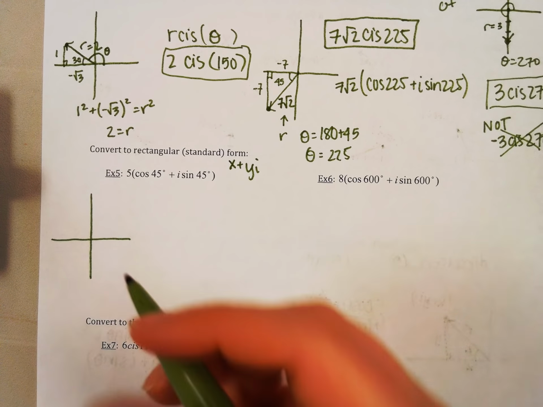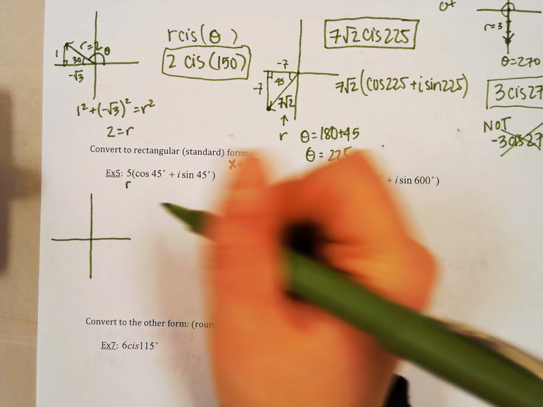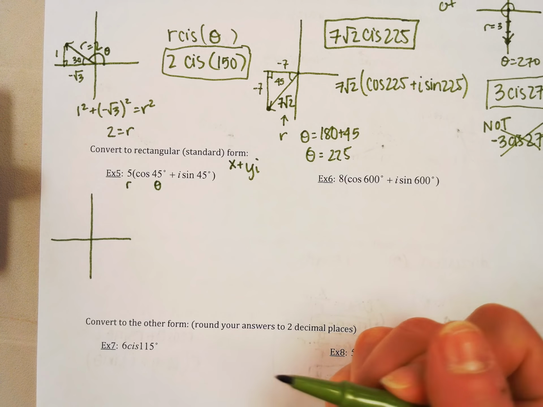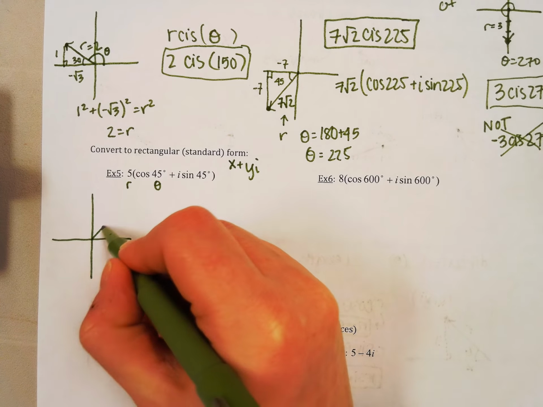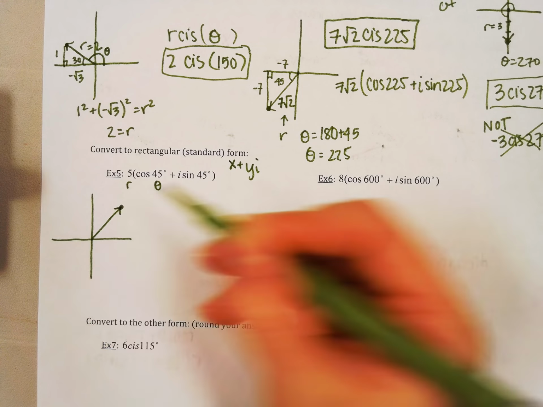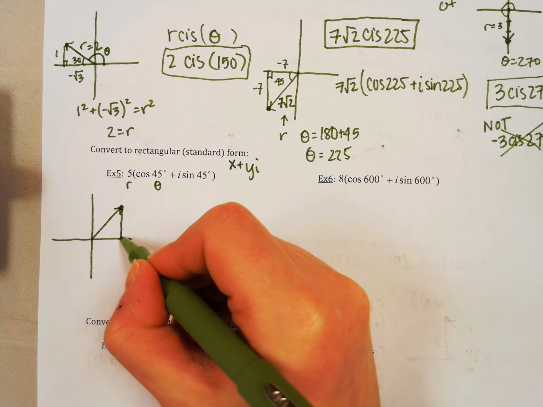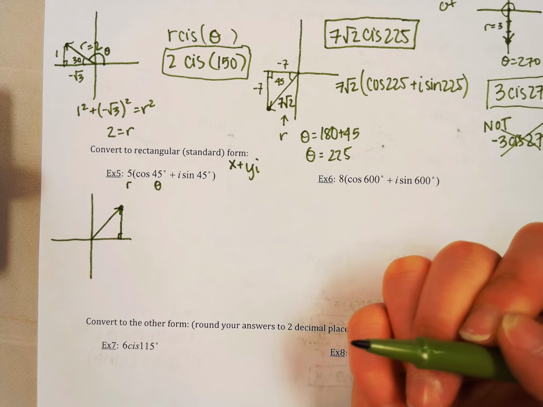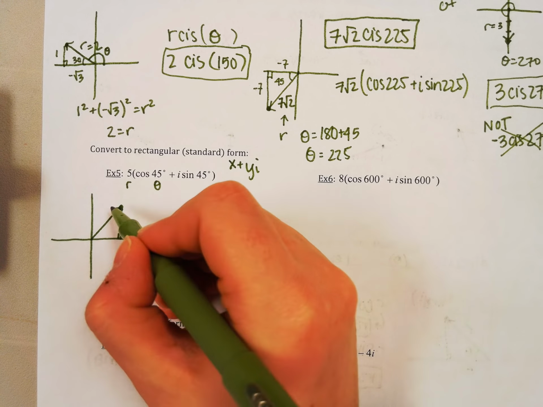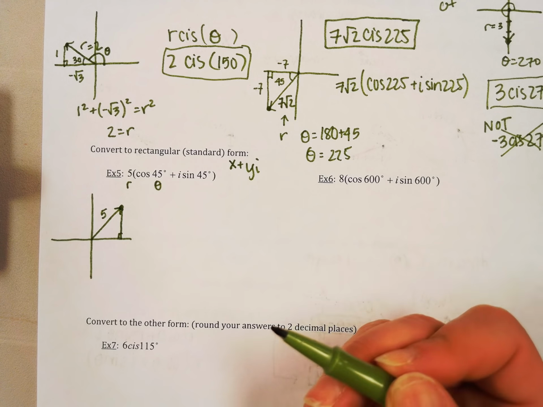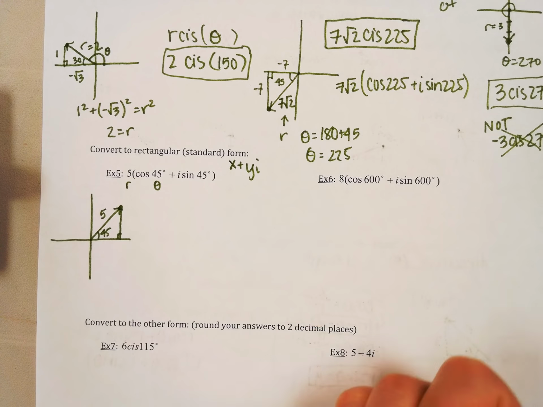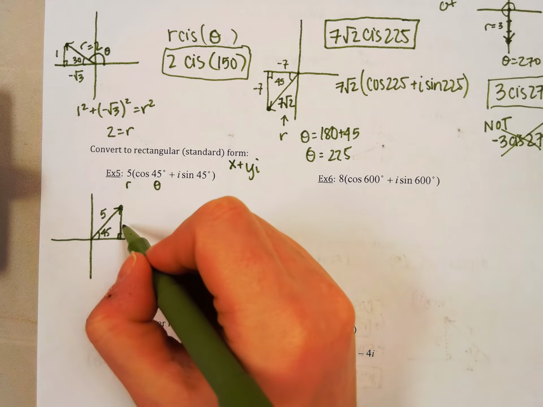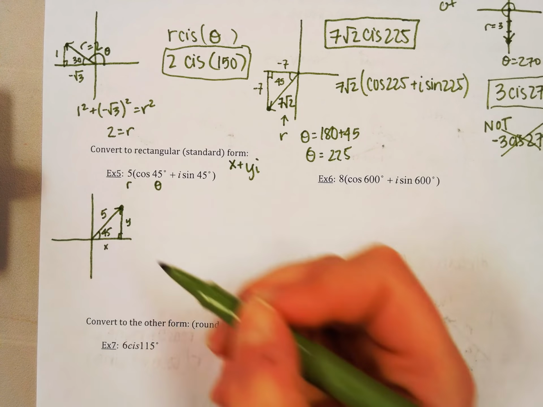So our R value here is 5, and our theta value here is 45 degrees. So that allows us to compile what our picture looks like. So we have some vector, some point. We have some x component, we have some y component, but we don't know either of those. We just know that our R value, which is our hypotenuse, is 5, and we know that our angle here is 45 degrees. And that will allow us to solve for our x and our y component.